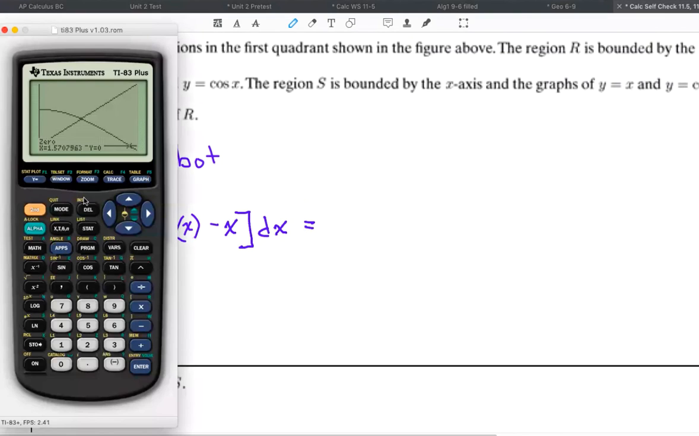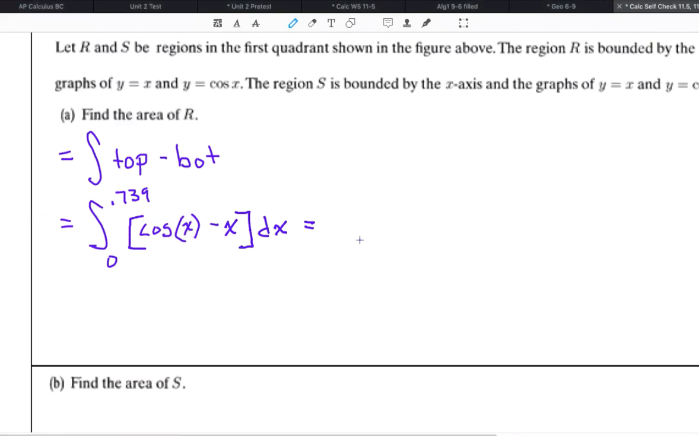And I did that on the calculator already. So if I second quit out, I did cosine of x minus x with respect to x from 0 to 0.739. I got 0.400 with correct rounding. So 0.400, final answer, and box it.